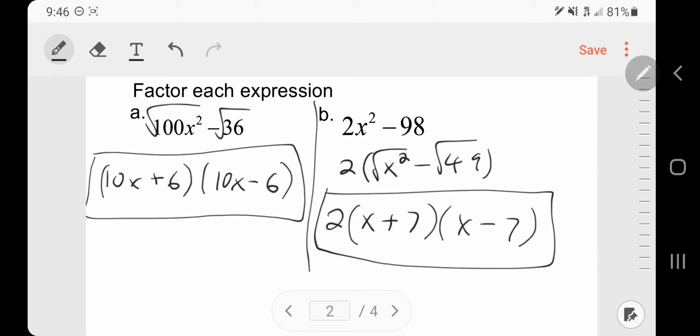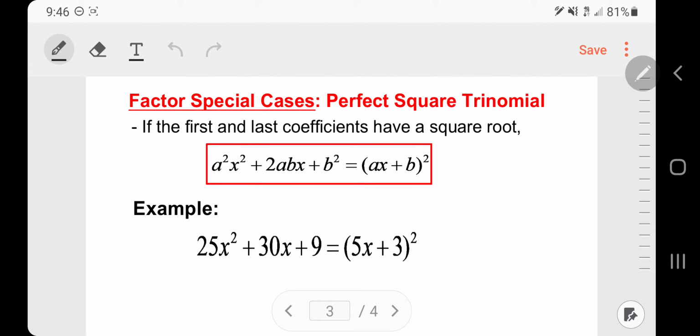Okay, so that is difference of squares. Now let's take a look at the perfect square trinomials. Okay, so perfect square trinomial, you notice here that your first and last term are both perfect squares, 9 and 25. And now your middle term we see here is going to be 2ab, which is going to be used to check our answer to make sure it works.